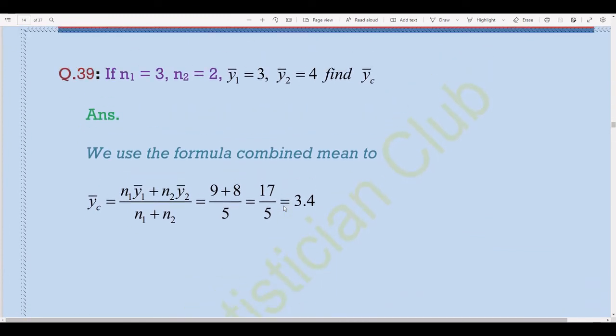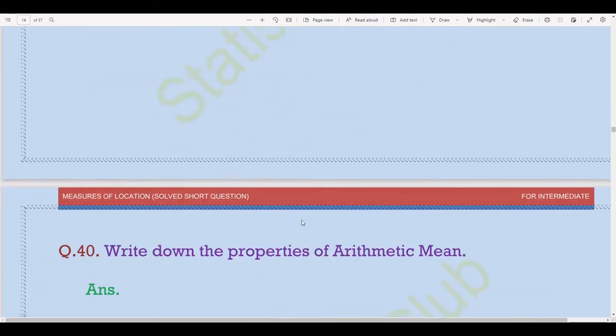Question number 39. If n1 is equal to 3, n2 is equal to 2, y1 bar is equal to 3, y2 bar is equal to 4, and y bar c, where subscript c shows the combined mean. So y bar c is equal to (n1 y1 bar plus n2 y2 bar) over (n1 plus n2). Here n1 is 3 and y1 bar is 3, 3 multiplied by 3 is 9, plus n2 is 2 and y2 bar is 4, multiplied is 8. 9 plus 8 is 17, divided by n1 plus n2, 3 plus 2, 5. 3.4 is the answer.